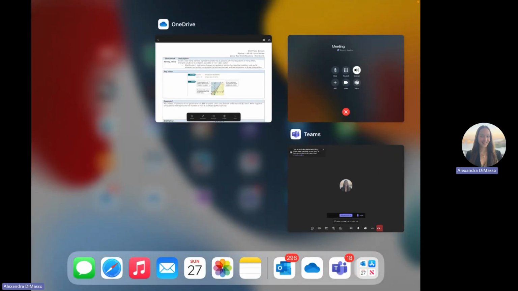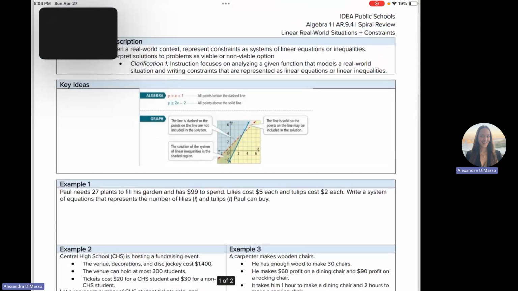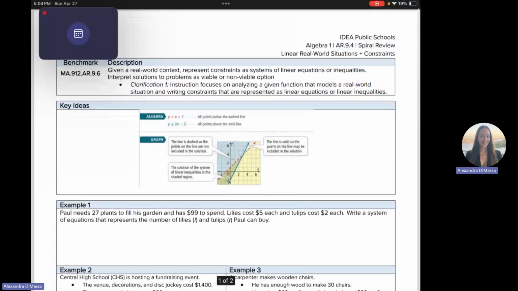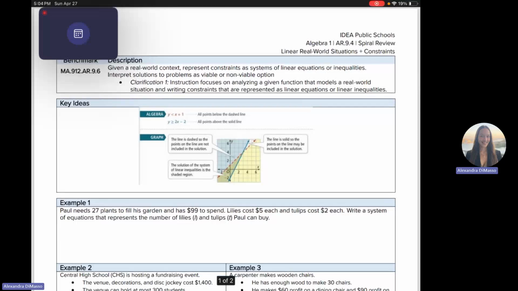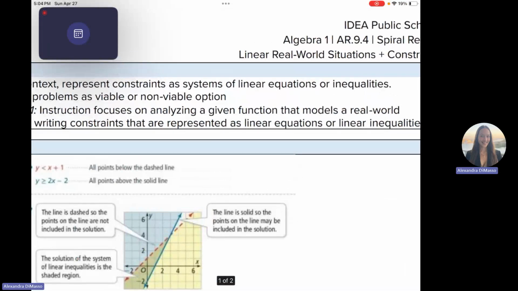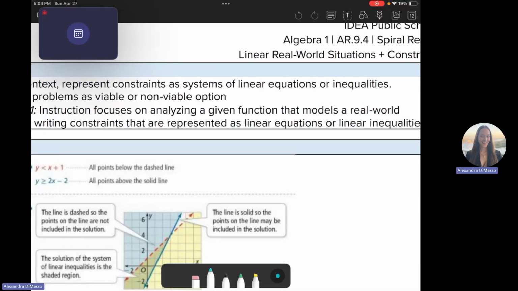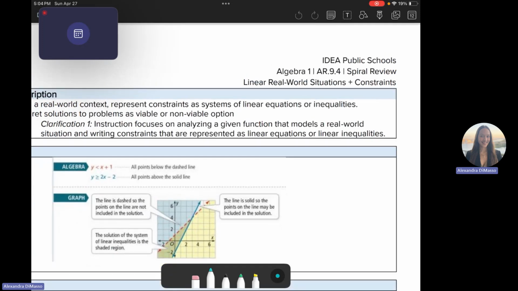Okay, hi, my gems. We are going to talk a little bit today about linear real world situations and some constraints that go along with them as well. So, we're going to talk about both linear equations and linear inequalities. Remember, an equation means that it's going to have obviously an equal sign. If it's an inequality, that means you've got that greater than, less than, different symbols within your equations.